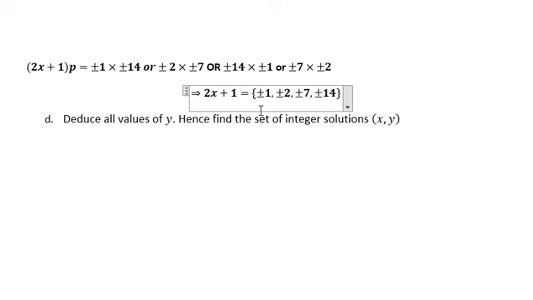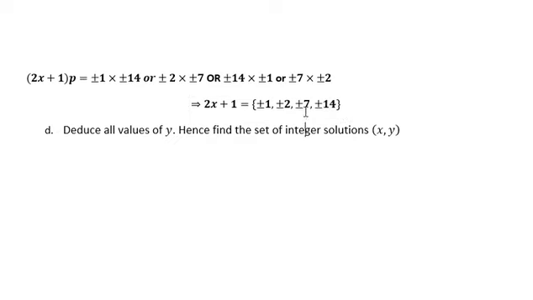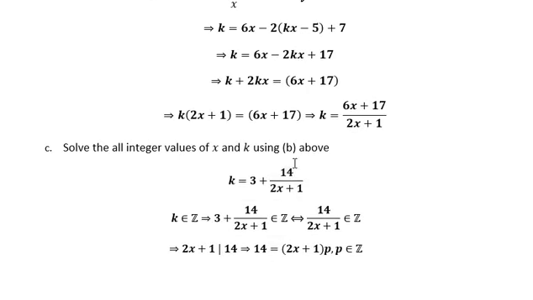So what you're going to do is equate 2x plus 1 to plus or minus 1 and solve for x, and you're going to have two values of x. Equate it to plus or minus 2, you have two values of x. Equate it to plus or minus 7, you have two values of x. And equate it to plus or minus 14 and solve and have two values of x. Then to have the values of k, we come back here and replace your x with all those values, and you have all your values of k.